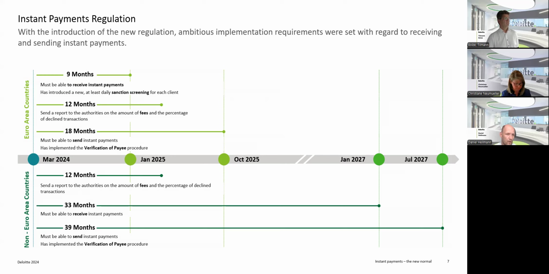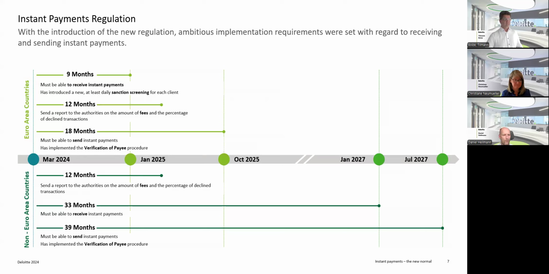in place. Also, as mentioned before, in April, they need to send the first reporting to the authorities on the fees and the percentage of declined transactions. And by October 9th, 2025, payment service providers need to be able to send instant payments and also need to have the verification of payments procedure implemented. When we look at the non-Euro area countries, it's a longer period, but similar ones.